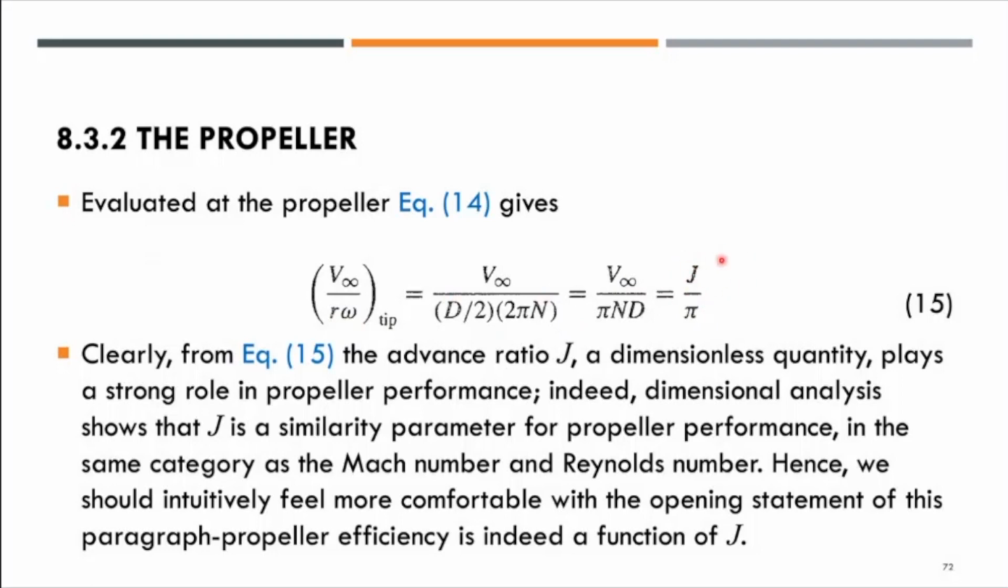Okay? You can see from equation 15 that the advance ratio, which is a dimensionless quantity, plays a strong role in propeller performance. Indeed, dimensional analysis shows that J, the advance ratio, is a similarity parameter for propeller performance, in the same category as Mach number and Reynolds number. Hence, we should intuitively feel comfortable with the opening statement of this paragraph: propeller efficiency is indeed a function of the advance ratio J.